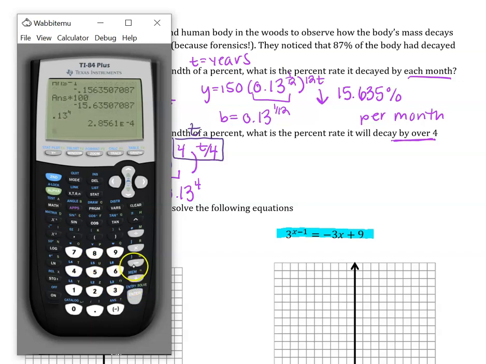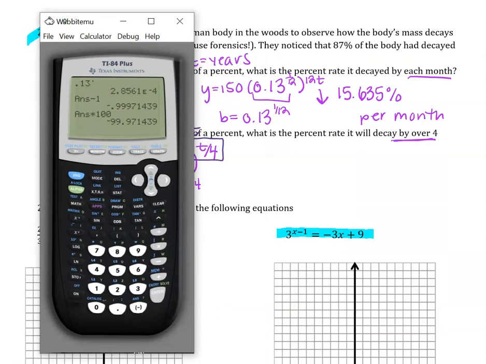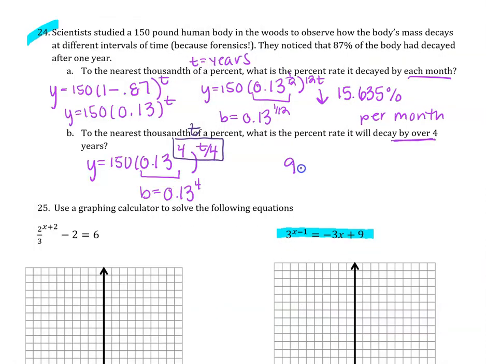Okay, so that would be my rate. Subtract 1, multiply by 100, 99.9971. It's just practically everything, which would make sense. So over the course of 4 years, 99.971% of the body had decayed.